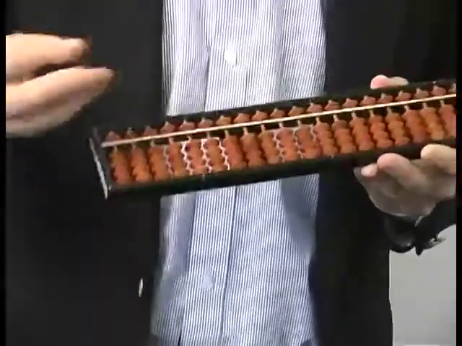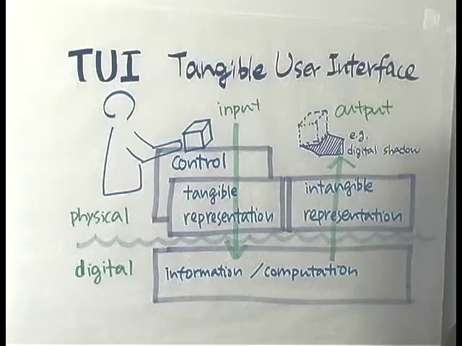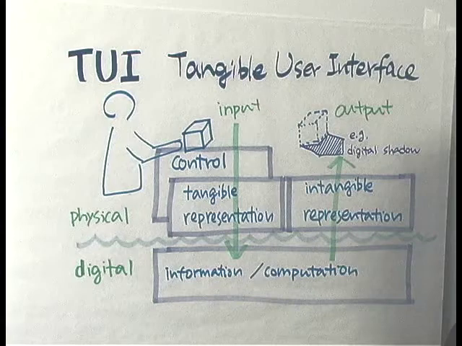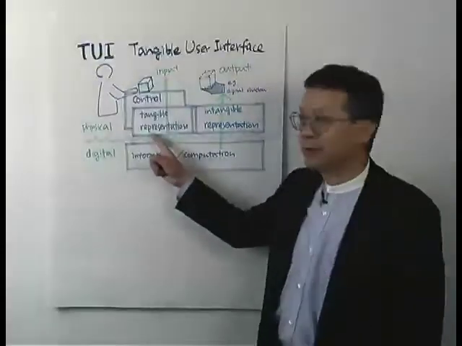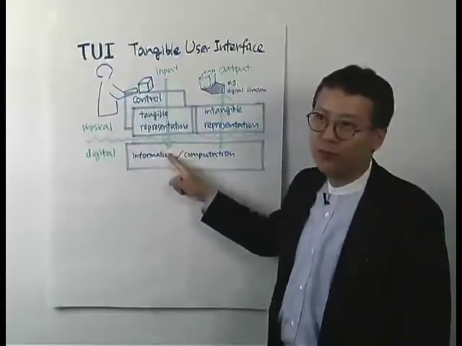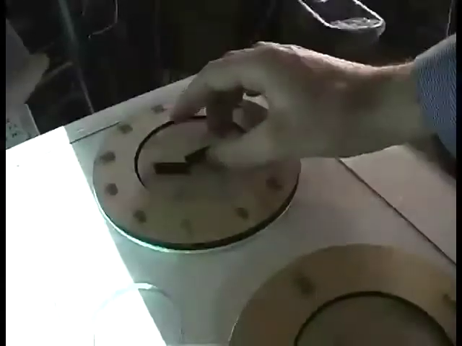Here is the abacus, the simplest form of a digital computational device. It's physically represented so that the user can directly touch, manipulate and control. So this diagram illustrates the tangible user interface. The key idea is giving a physical form, a tangible representation, to the information and computation. This tangible representation is tightly coupled with computation inside of the computer. But this representation is physical so that it also serves as a control mechanism so that people can directly grab and manipulate. By doing so, they can control the internal computation or digital information.